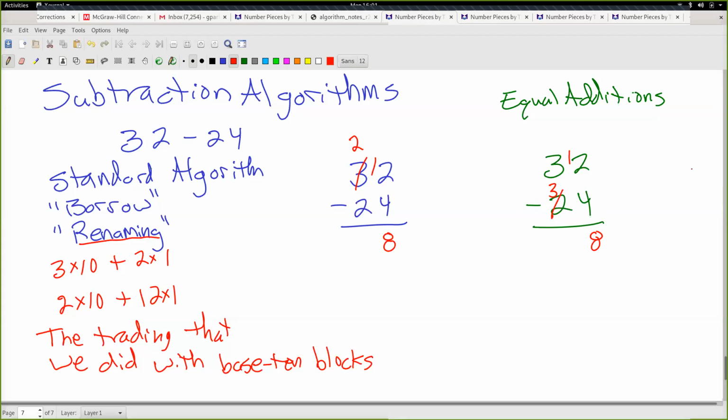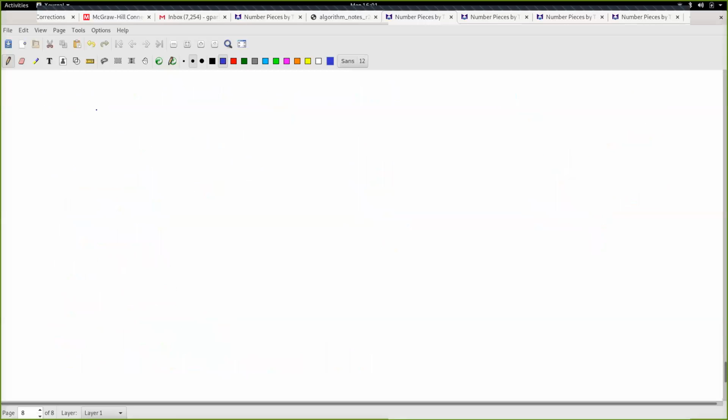We'll try that again. So again, what happened here is that 1 at the top is adding a 10. And over here on the bottom, I also added 10, but in a different way. New example. So we're going to compare the standard with the equal additions algorithm. Let's try 312 minus 176. So if you could write that down and do the standard algorithm on it on paper.